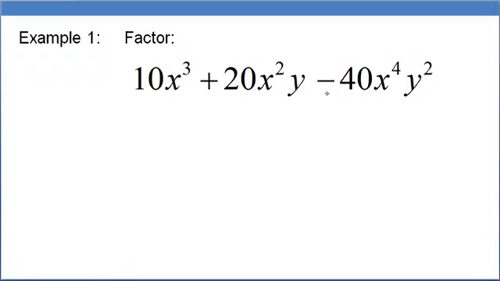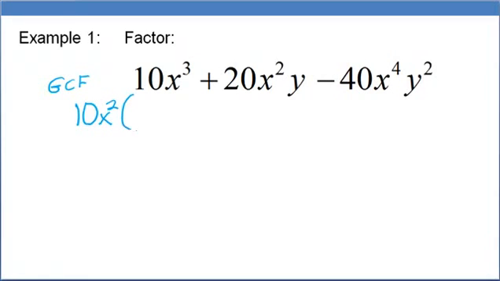So our first step will be to find the GCF. From our numbers, we will use a 10. From our variables, we'd have to take the lowest exponent, x squared. And we could not take a y because there is no y in the first term. So we find our GCF. We're going to pull that out of all the terms, and it's going to go on the outside.